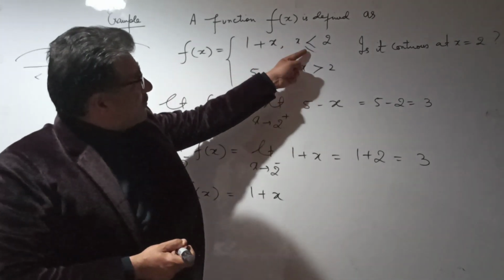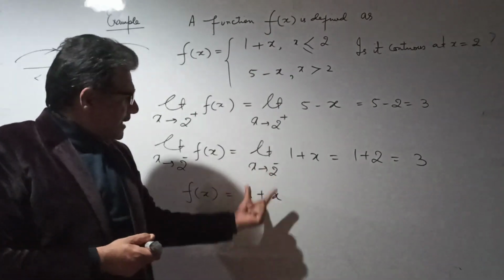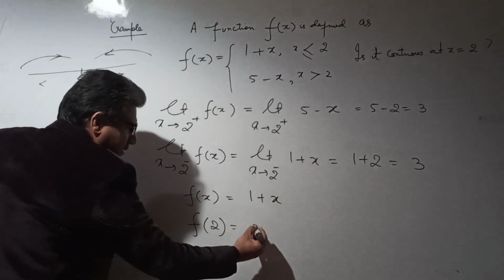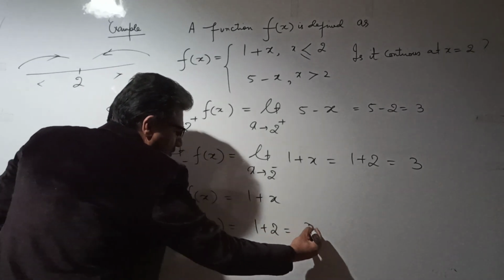जिस वाले पोर्शन में इक्वलिटी है वही वाला लेना है. So 1 plus x. What is f(2)? What is the direct value once we put x is equal to 2? It is 1 plus 2, which is also equal to 3.